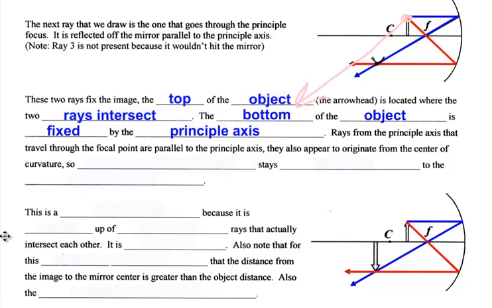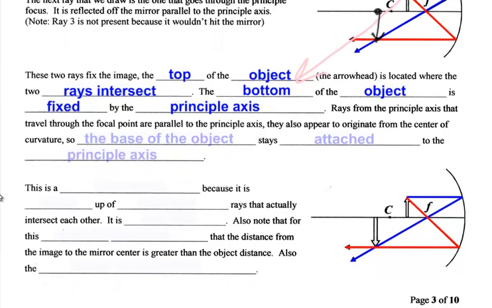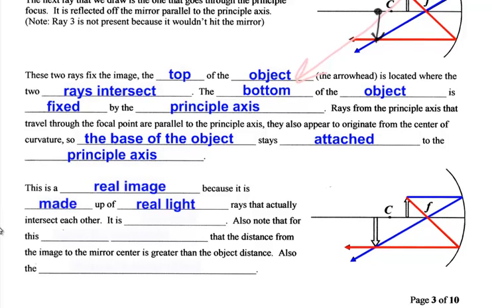So that means this is the top of the object. The bottom of the object is where the principal axis forms, and so that's the image that's going to be formed. Okay, so our bottom is attached to the principal axis. Looking at it, it is a real image, right? Because light rays are actually traveling to that location. It's not back ray tracing. It's inverted. As you can see, the object is upside down, right? The top of the object is on the bottom now.